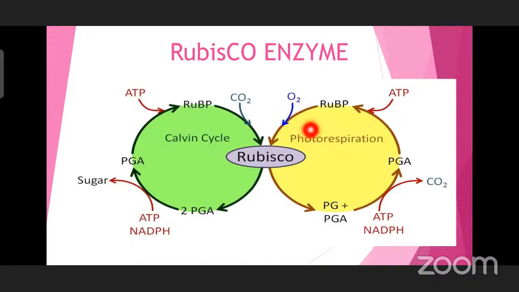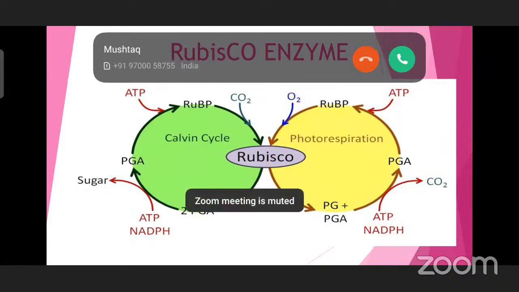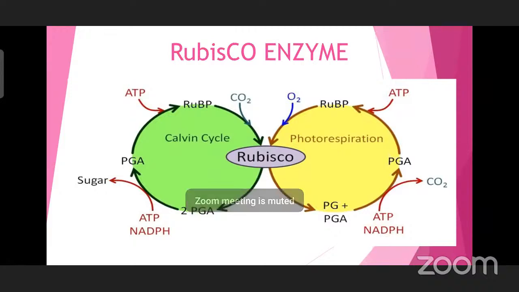But here, photorespiration also is there. Photorespiration means how it will take place: in the presence of light only, when the temperature is high and the oxygen is more, this oxygen is going to combine with RuBP in the presence of Rubisco, and it is going to form 2 compounds. One is phosphoglyceric acid, okay, and another one is phosphoglycolate.